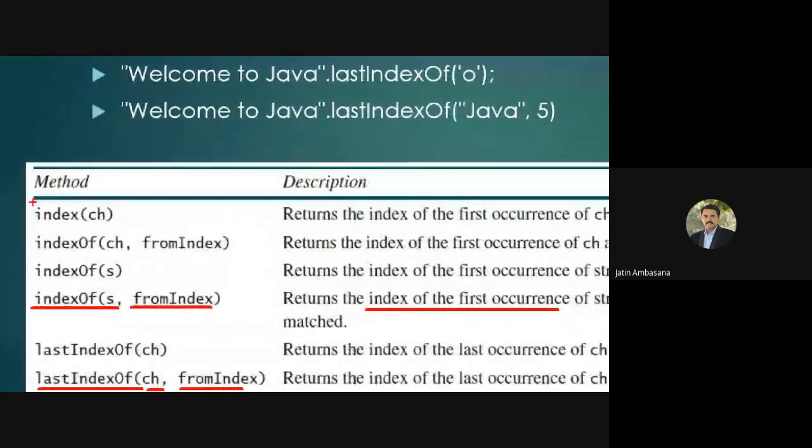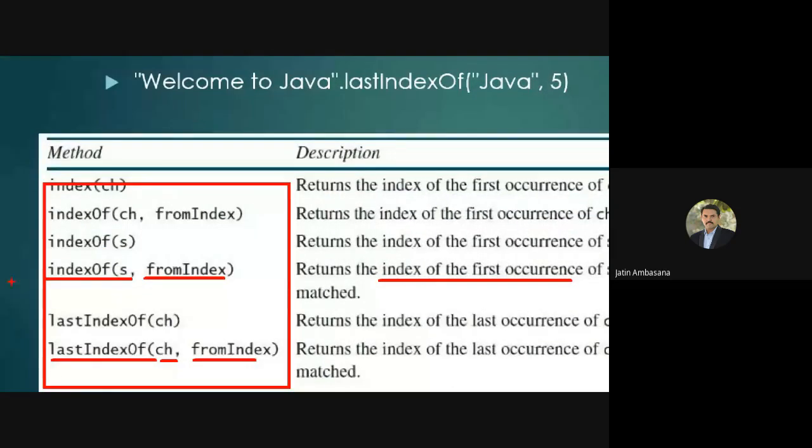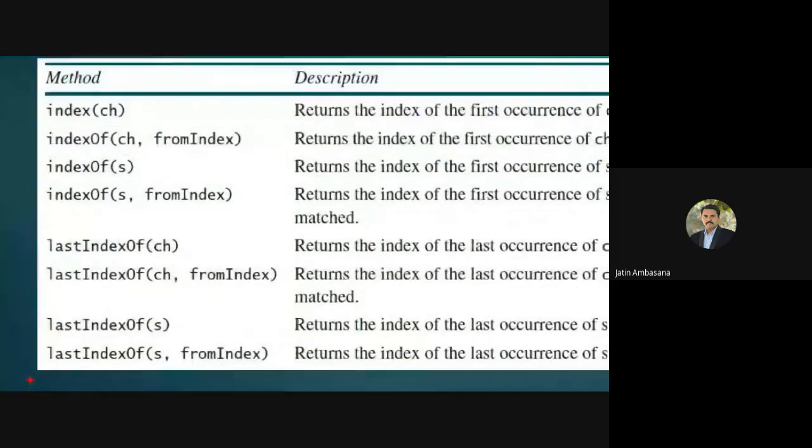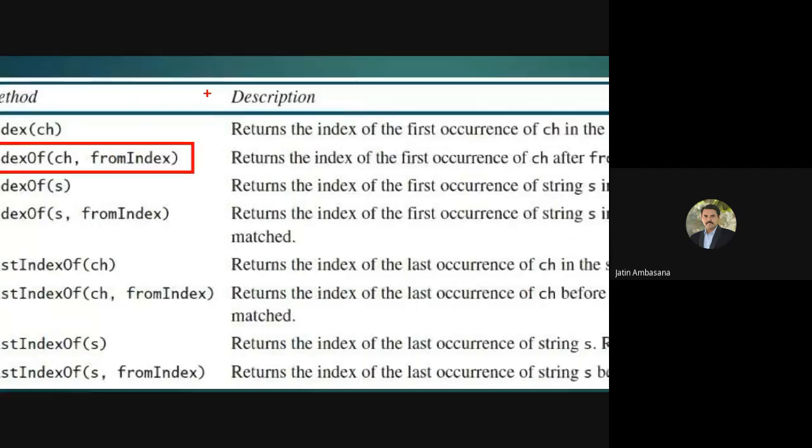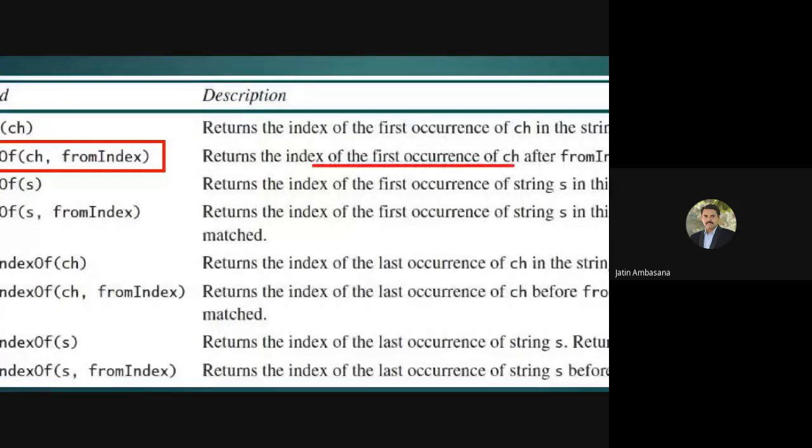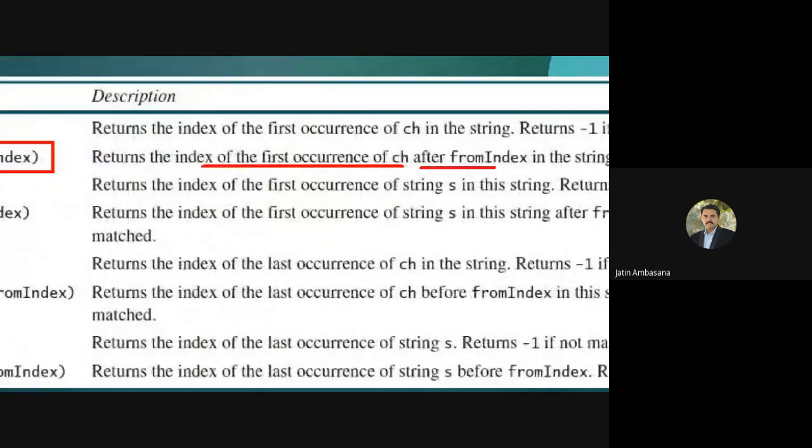So see, here this indexOf will always return -1 if the match is not found, right? Similarly, when you say lastIndexOf with ch and fromIndex, this fromIndex has two different results. If you say indexOf with ch and fromIndex, right? So this will use the fromIndex to search after that. It will search for the first occurrence of the character after fromIndex.